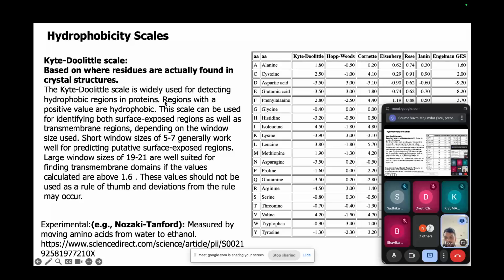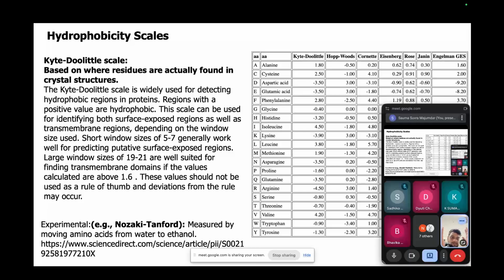So, yeah, the scale tells you that regions with a positive value are hydrophobic, and negative values are hydrophilic. It can be used to identify both surface exposed regions as well as transmembrane regions. We'll talk about transmembrane proteins a little bit later, depending on the window size used. Now, the window size is an important concept here, right? So, why do you need a window size?